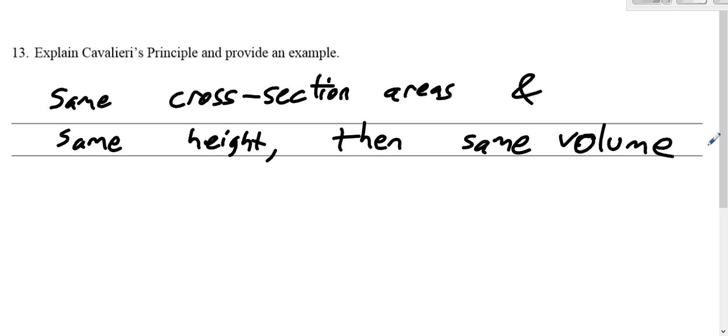So the example we talked about in class, when we passed out textbooks, I had a stack of textbooks that was all stacked up nice and neat, and another stack that was all messed up and weird. Didn't matter, the books were stacked the same height, and all the books were the same in between, they had the same volume.